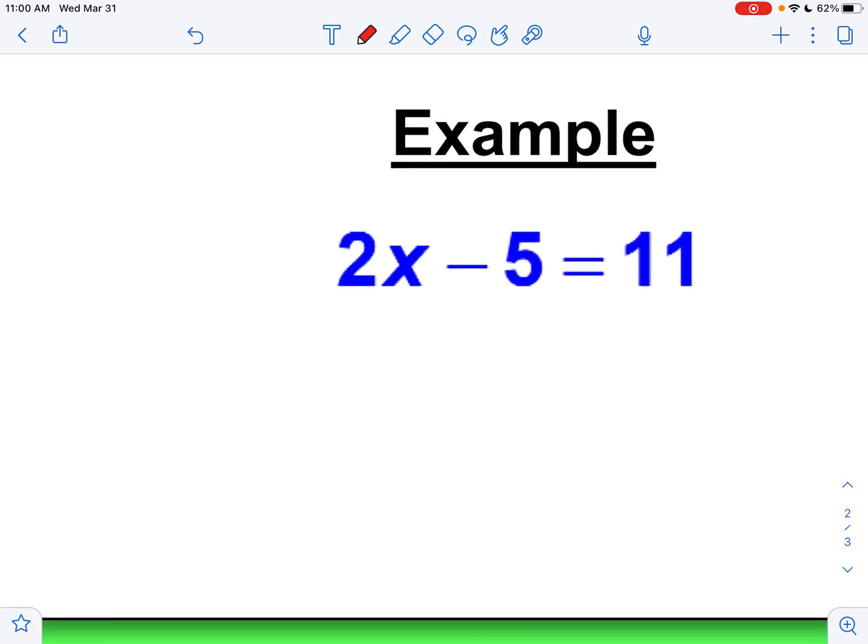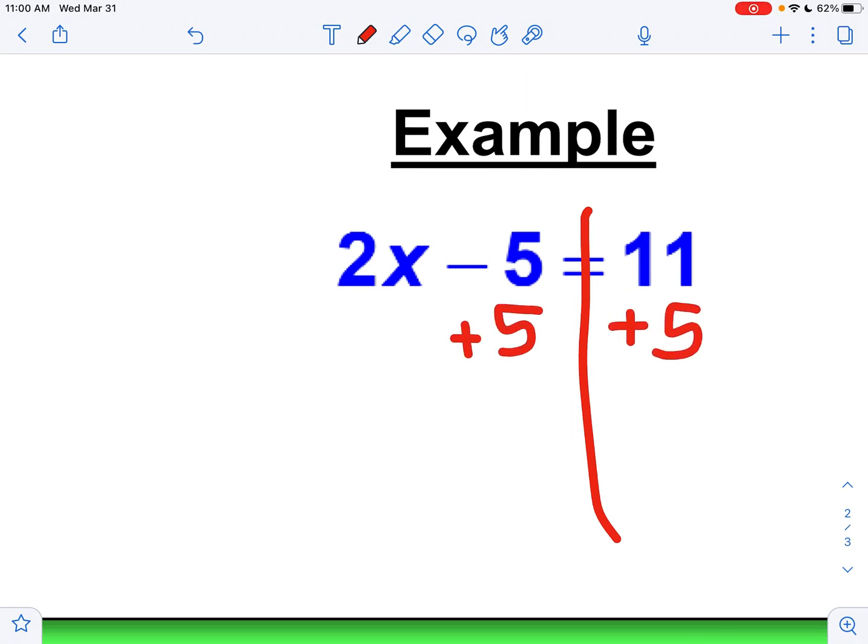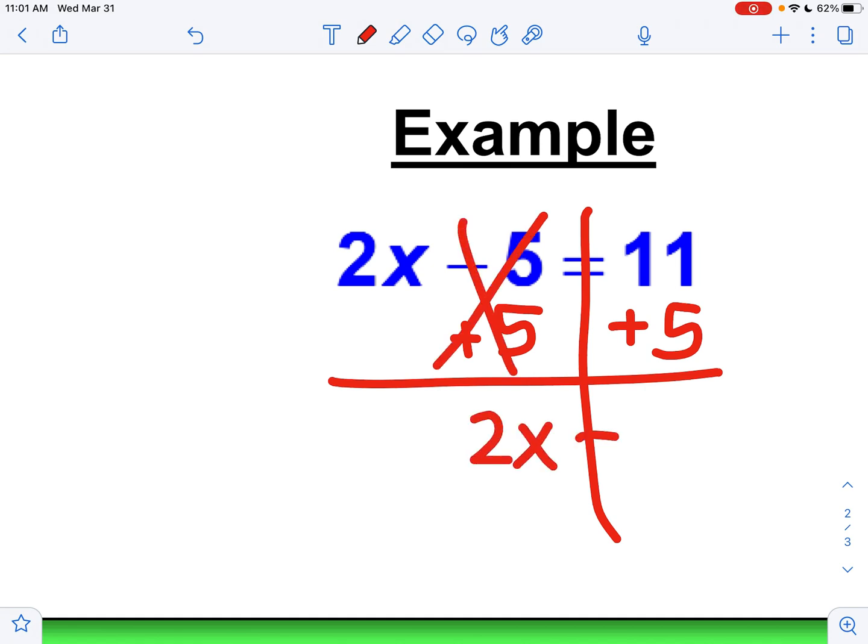We have 2x minus 5 equals 11. Okay, we draw our line down our equal sign. We want x by itself. But before we do anything with the 2, we want to get this minus 5 over to the other side. Okay, so to get that minus 5 over, we do the opposite of minusing, which is adding. So we are going to add 5 to both sides. Okay, our 5's cancel out. We're just left with 2x on the left-hand side. So now 11 plus 5 is 16. Okay, so we have 2x is equal to 16.